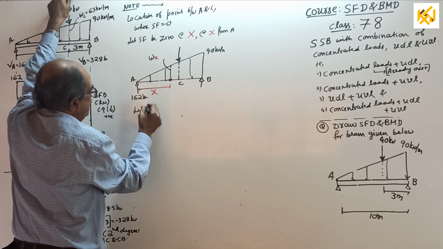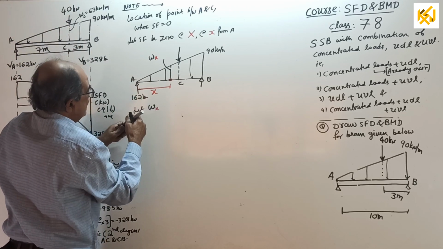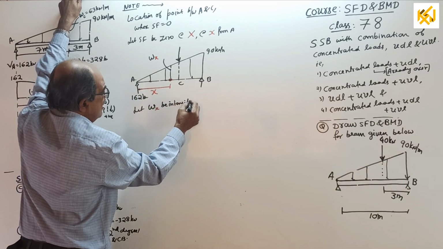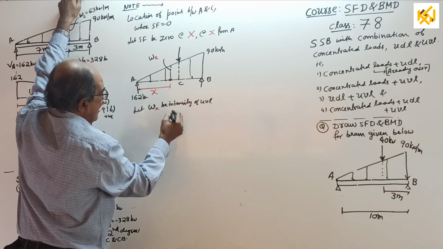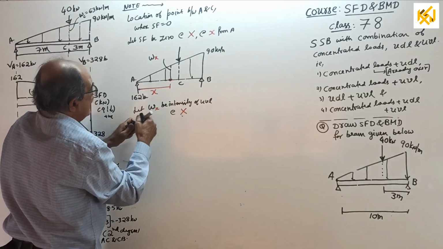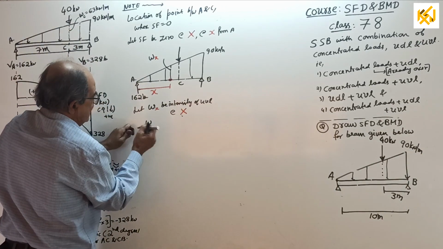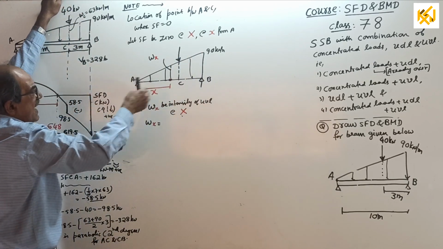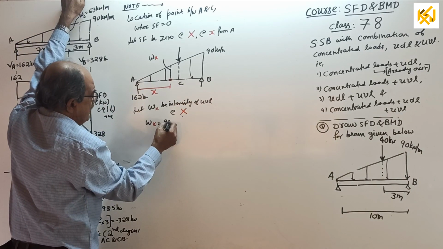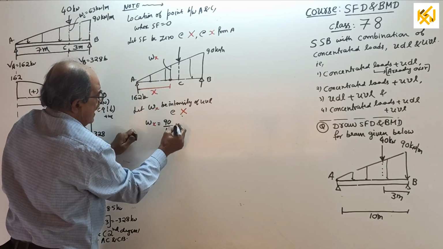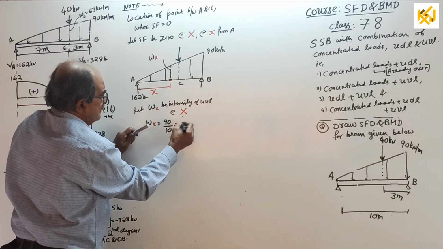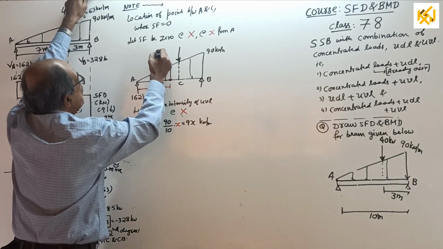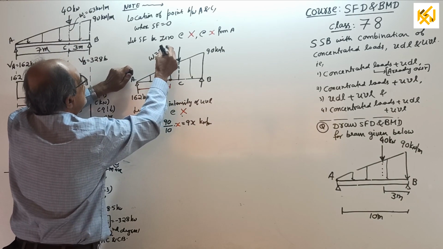Next statement. Let W suffix X be the intensity of UVL at the point X. Okay, now W suffix X, equal to 90 by 10 into X. Sorry, I am not explaining. 90 by 10 into X, or equal to 9X kilonewton per meter. Okay. Enter here, equal to 9 times X kilonewton per meter.